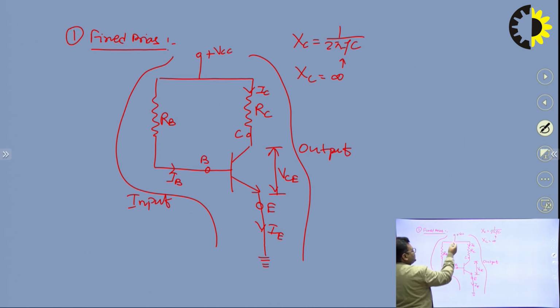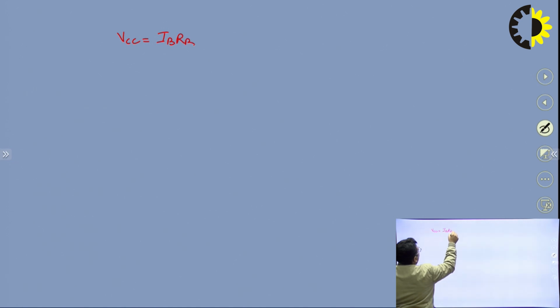VCC is equal to, the current flowing through this resistance is IB, right? So VCC will be equal to IB RB plus the voltage drop between base and emitter, suppose it is VBE. So VCC will be equal to IB RB plus VBE. So this will be the equation for the input side. So I can write that VCC will be equal to IB RB plus VBE, right? This will be the equation.